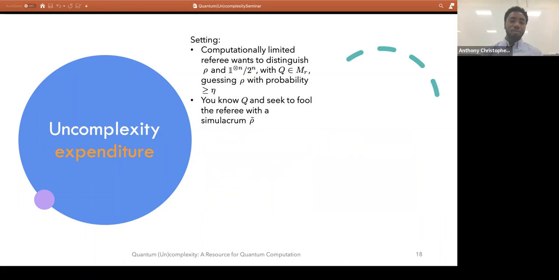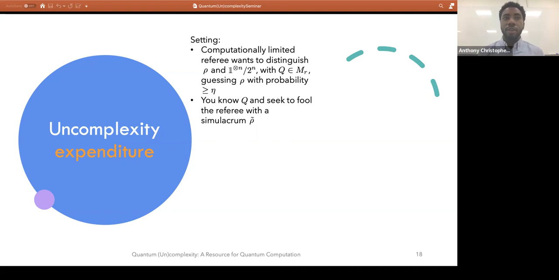So let's talk about uncomplexity expenditure. This is the other operation. Here we need to give a somewhat more complicated setting before we talk about the procedure. The idea is that we want to utilize some number of qubits initialized in the 0 state, and we want to create a state which is close to some desired state rho.